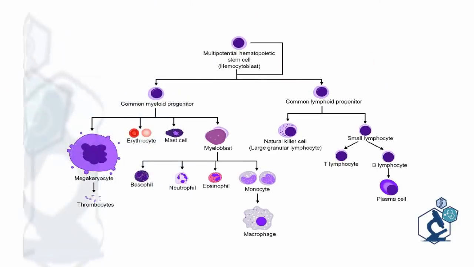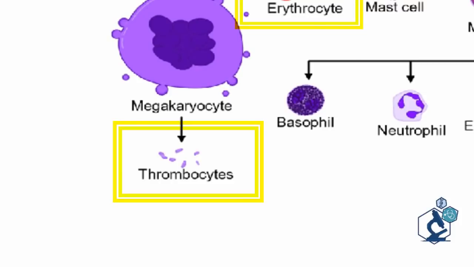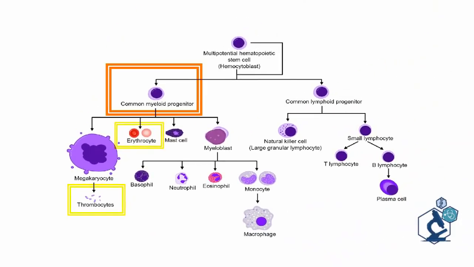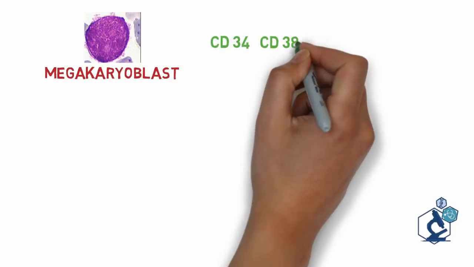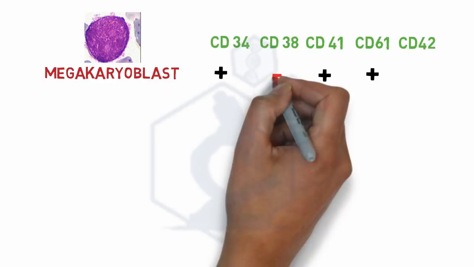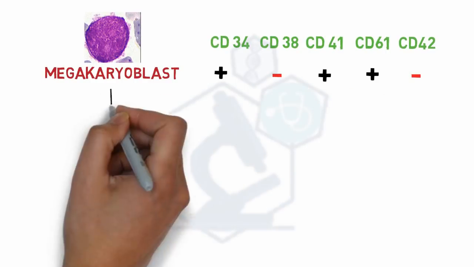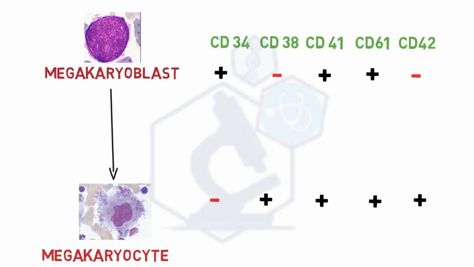Now let's move next to erythropoiesis or development of RBCs and megakaryopoiesis or development of platelets. Erythrocytes and megakaryocytes originate from megakaryocyte erythrocyte progenitor cell, which develops from common myeloid progenitor cell. Megakaryoblast is the precursor of mature megakaryocyte. It shows CD34 expression along with weak expression of CD41 and CD61. CD38 and CD42 are absent. As they mature, they lose CD34 and gain CD38 along with a very strong expression of CD41, CD61 and CD42.